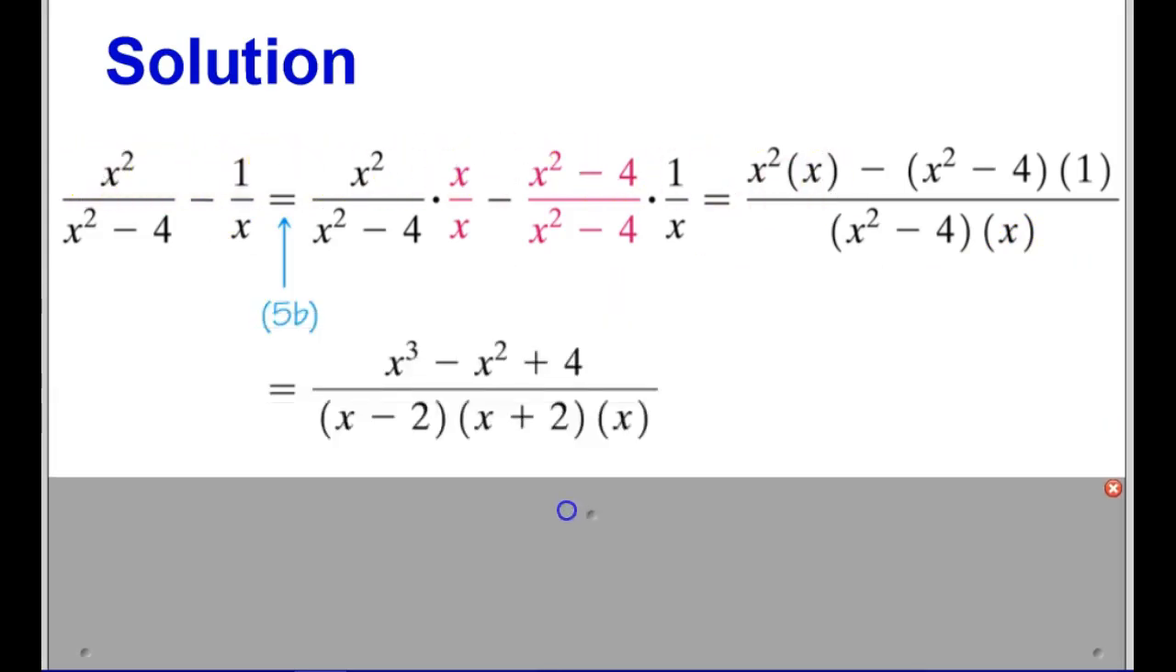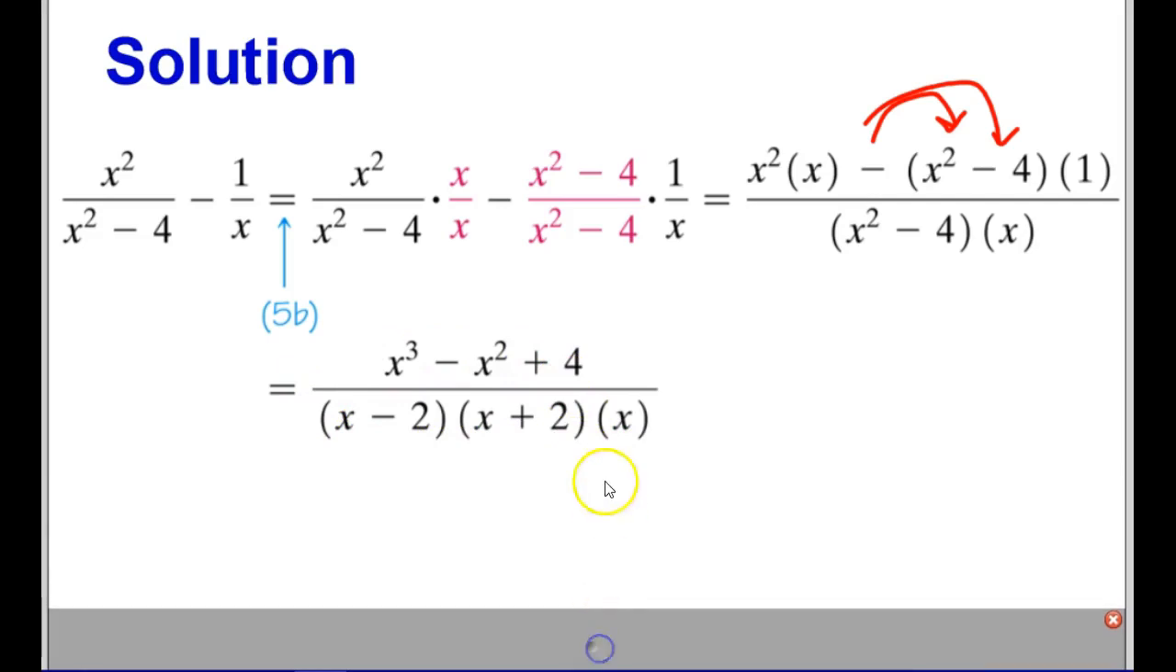So now I can go ahead and simplify. I know x squared times x is x cubed minus, and this is just times 1, so x squared minus 4. But I'm distributing this negative sign. Don't forget to distribute. This negative sign goes everywhere, right? So now I have x cubed minus x squared plus 4 over my denominator, and I went ahead and factored out my denominator. Okay, so now this is as far as I can go because I can't really factor this numerator, so I know I'm done.